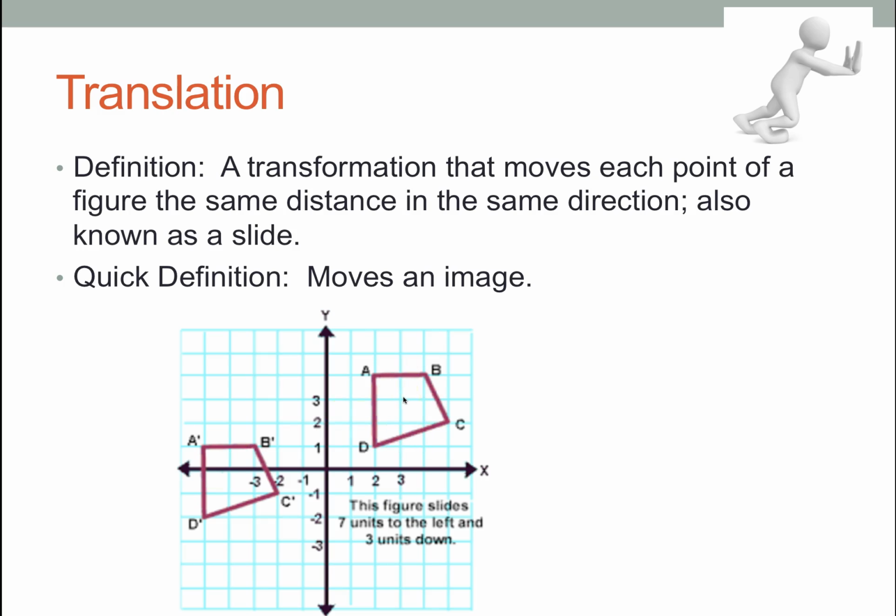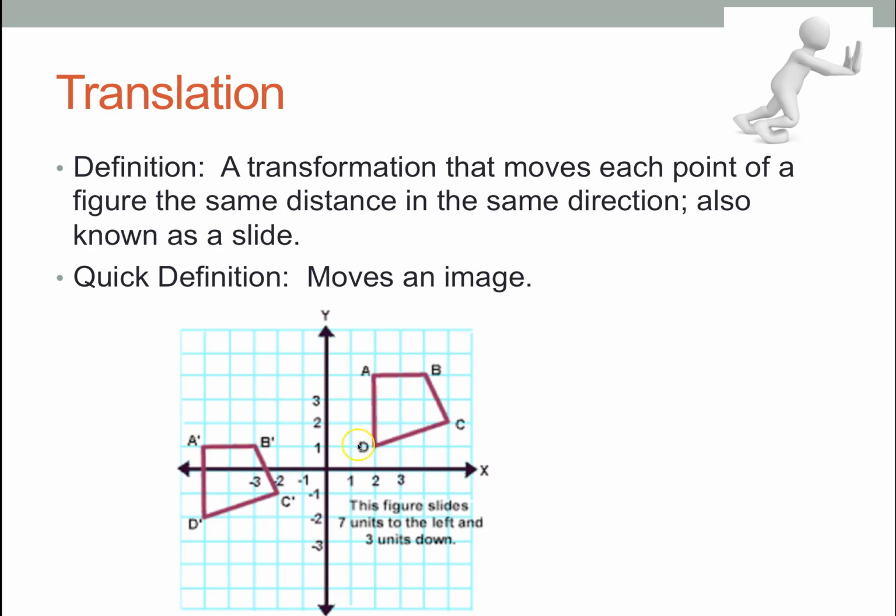And we can write a rule for this direction and this distance. And here's a rule. This figure slides 7 units to the left and 3 units down. Let's start with point A and go 1, 2, 3, 4, 5, 6, 7 units to the left and 3 units down. 1, 2, 3. And I get to point A prime. So that makes sense. Let's try point D. 1, 2, 3, 4, 5, 6, 7, and 1, 2, 3. There's D prime. So the rule here is this figure slides 7 units to the left and 3 units down.